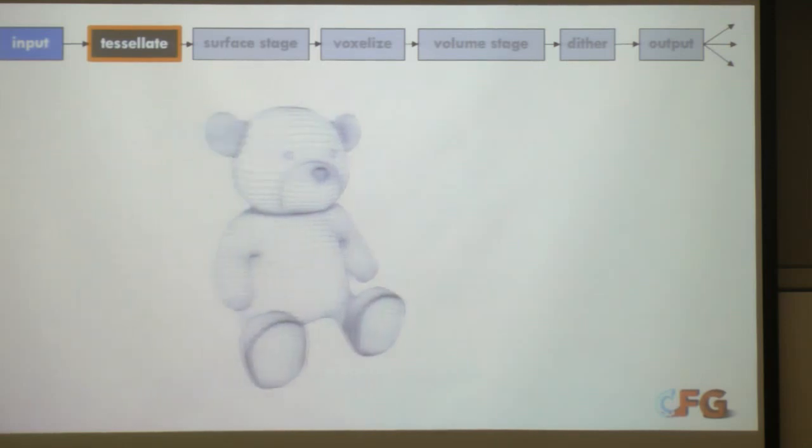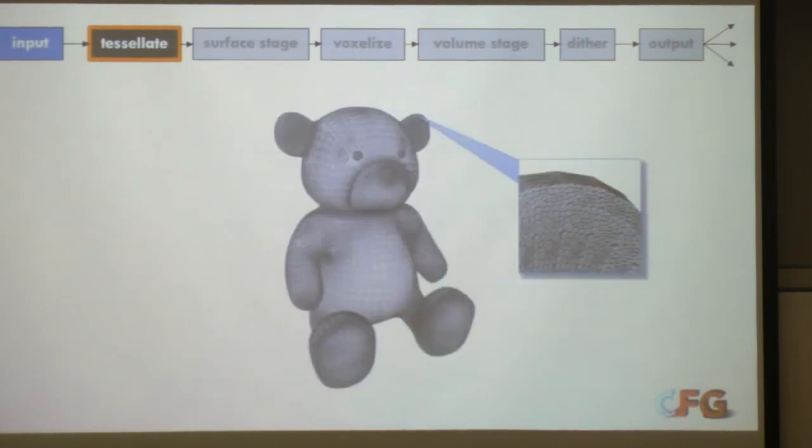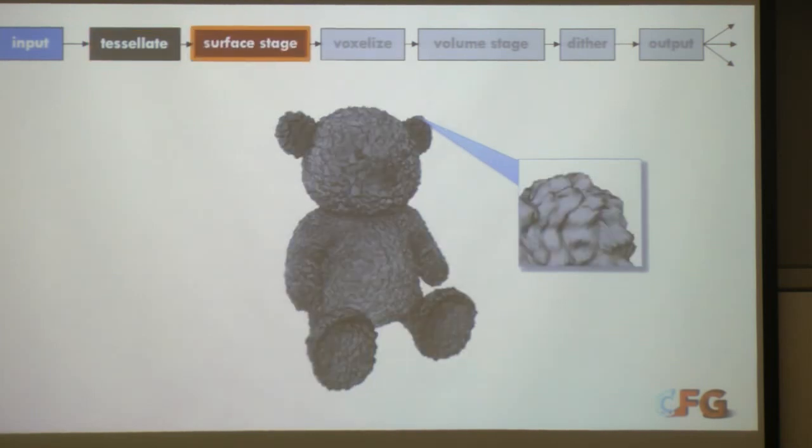So in the first step, we tessellate the object. We are going to take this surface representation and tessellate it into small micropolygons at the size of our printer resolution. And then we have the first entry point to our programmable stage. In this stage, we allow the surface to be displaced. There will be a little procedure that is going to displace the surface.